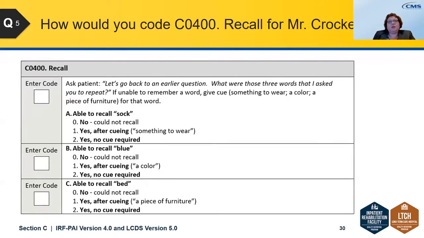Okay, and the correct answer is, or what you guys thought the correct answer was, 1, yes, after cueing something to wear, with 95% responding there. That's wonderful, as the answer is indeed 1, yes, after cueing something to wear. Now let's continue with the coding of C0400 recall before we get into the discussion of the rationale for this response. So how would you code C0400B, able to recall blue, for Mr. Crocker? Would you use code 0, no, could not recall, 1, yes, after cueing a color, or 2, yes, no cue required? Now remember, this is about recalling the word blue.